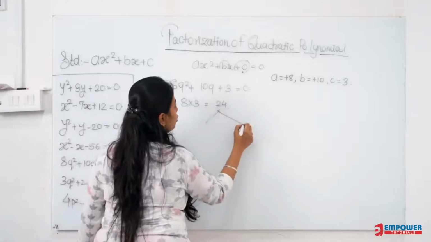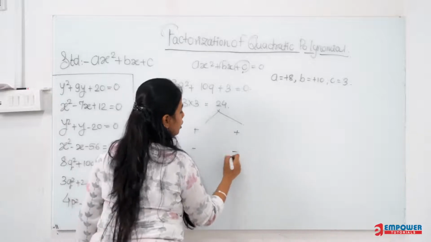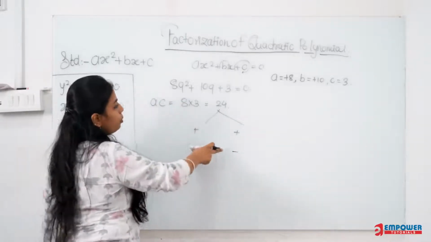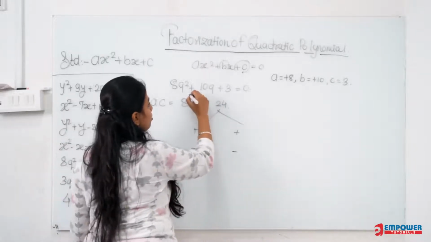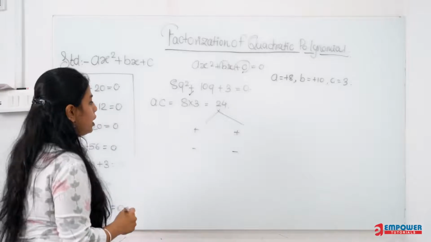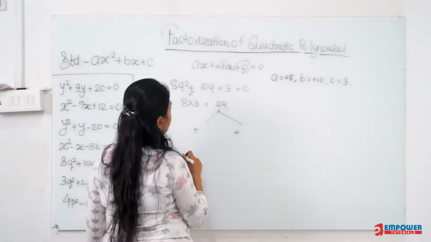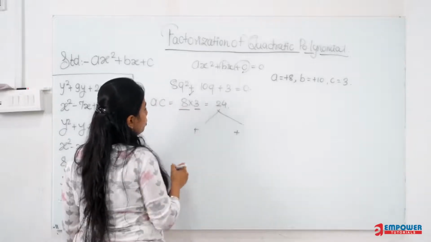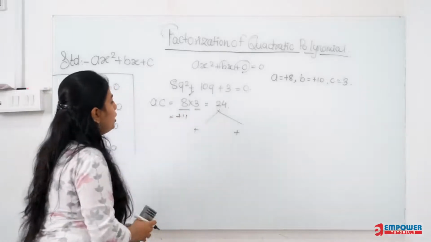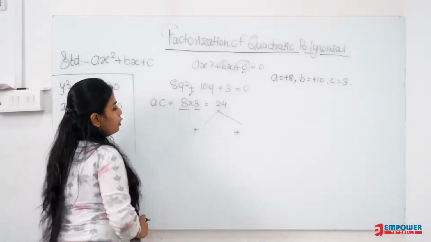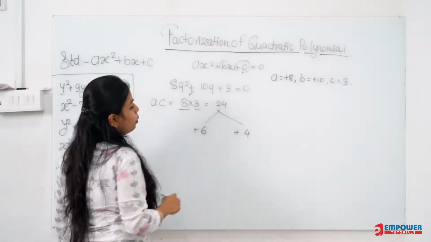Now what will be the factors of 24? There are two possibilities. There will be two positive numbers or there might be two negative numbers, because the product of these two will be a positive number. So since my coefficient of b has positive sign, I will consider these two. Now what will be the factors of 24? Can I consider 8 into 3? No, because the addition of these two will be plus 11. I don't want plus 11, I want plus 10. So can I consider 6 and 4? Yes, because the addition of these two will be equal to 10.